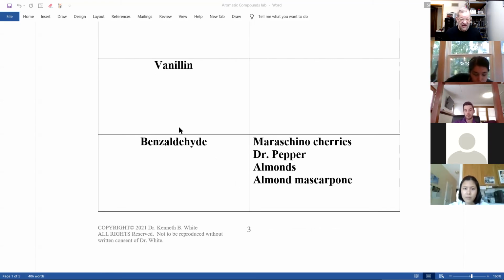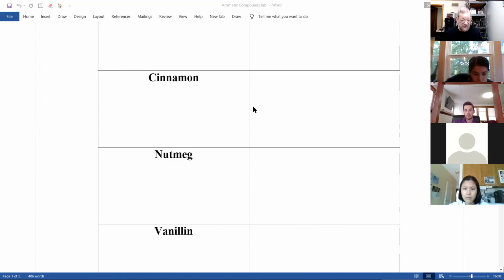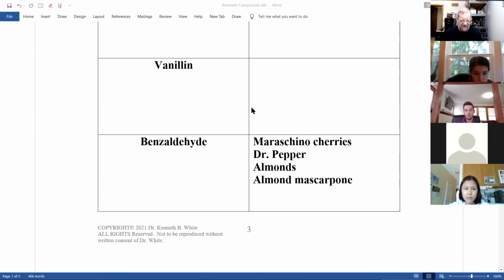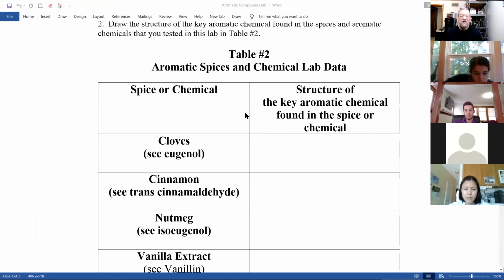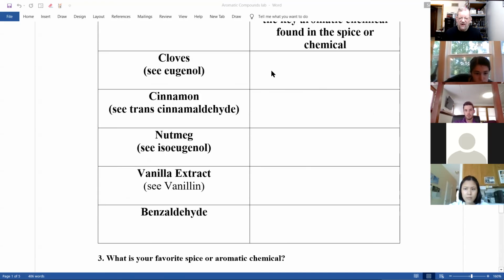Now, for today's lab, again, smell this, and I'm going to talk about smelling in a second. And then here are the questions. For this table, draw the structures. The key element in clove is eugenol, and cinnamon is called trans-cinnamaldehyde. Wonder where they got that name from. And for nutmeg, it's isoeugenol.